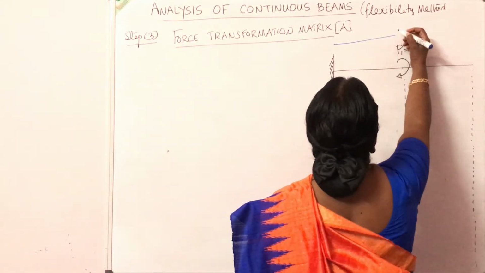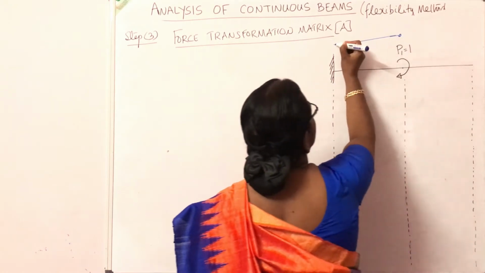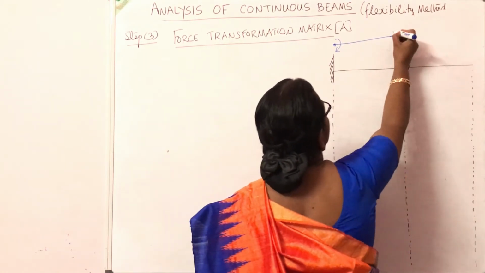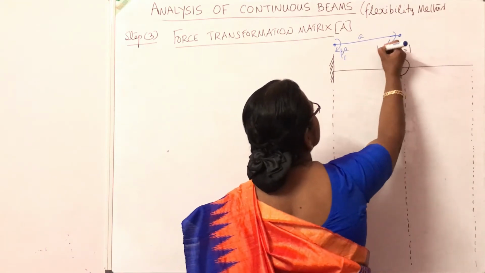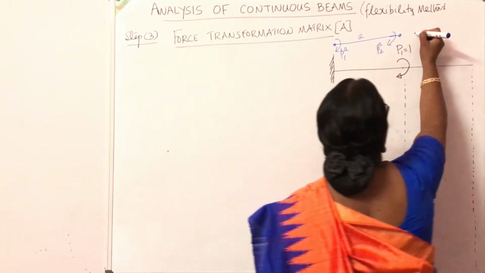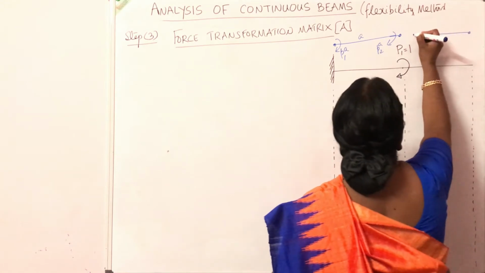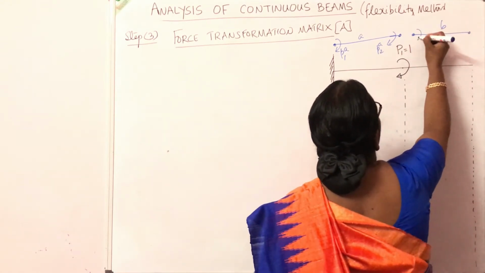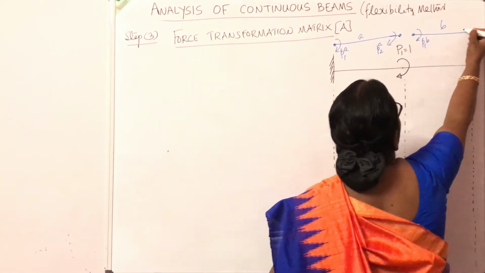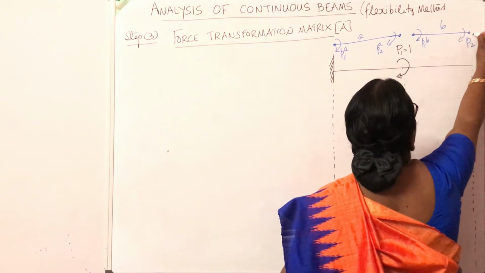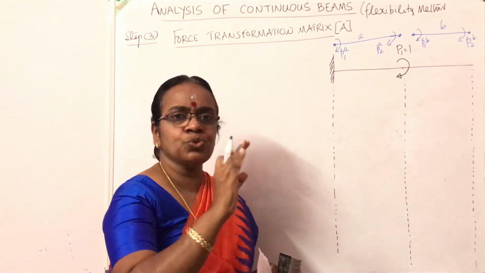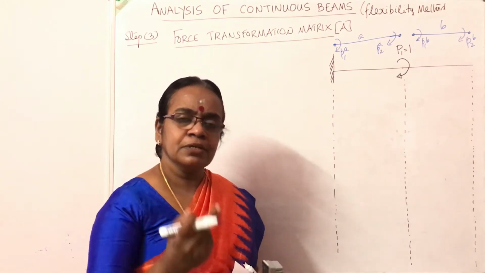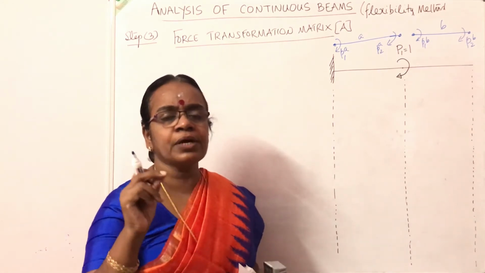I am going to mark this. These were the element coordinates we marked in the first figure. So this is the first element A, P1 of A, this is P2 of A. Similarly, the second element B, P1 of B and P2 of B. Now we have to formulate the moments at the two ends of each of these elements by applying a unit load at a time.